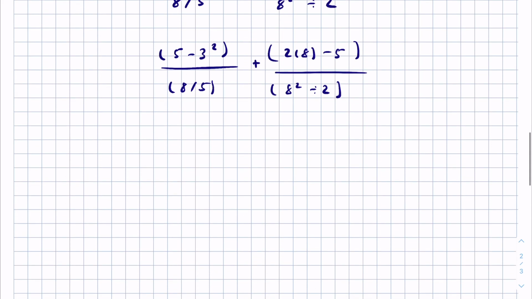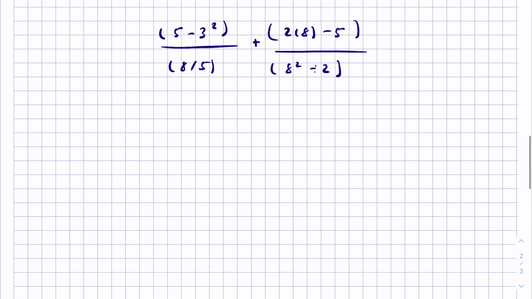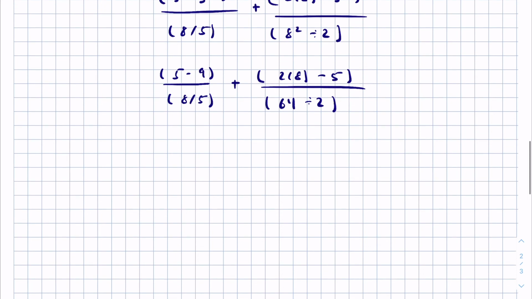So the first thing we want to do now is evaluate the exponents. I see we have a 3 squared and an 8 squared. So we're going to have 5 minus 9, over 8 divided by 5, plus, I'm going to leave that here for now, 2 times 8 minus 5, over, and then this will give us 64 divided by 2.